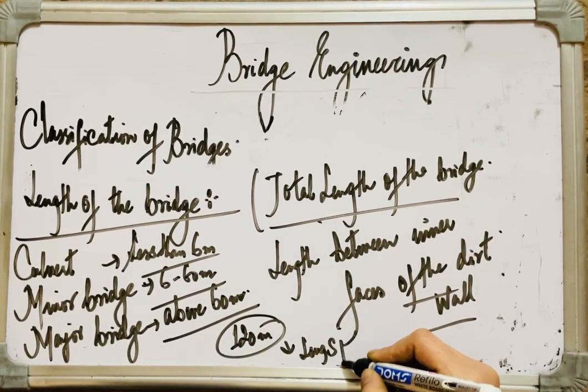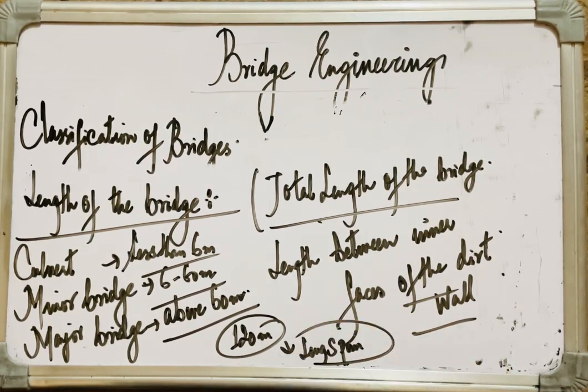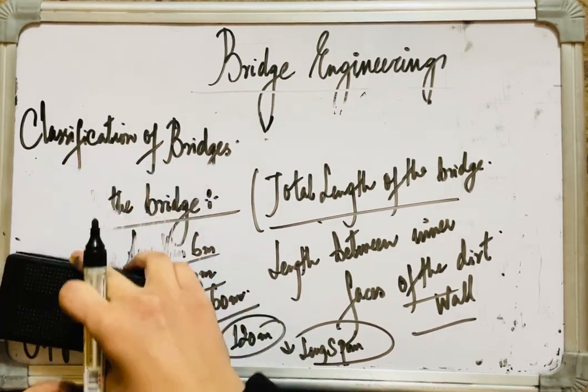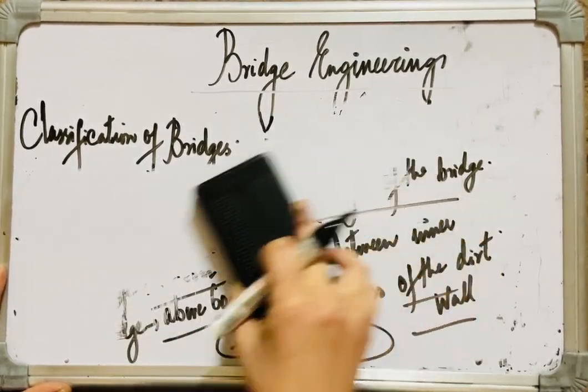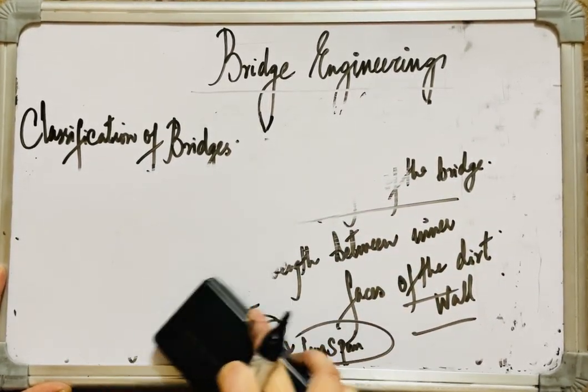And span, you know, is the center to center distance between two adjacent piers, abutments or supports. We can also classify a long span bridge according to the length of the span, and if it is a long span bridge, it has a span length in excess of 120 meters. All right, so this is about the length of the bridges, or the length of the span, the total length of the bridge or the length of the span, and accordingly we classified the bridges.